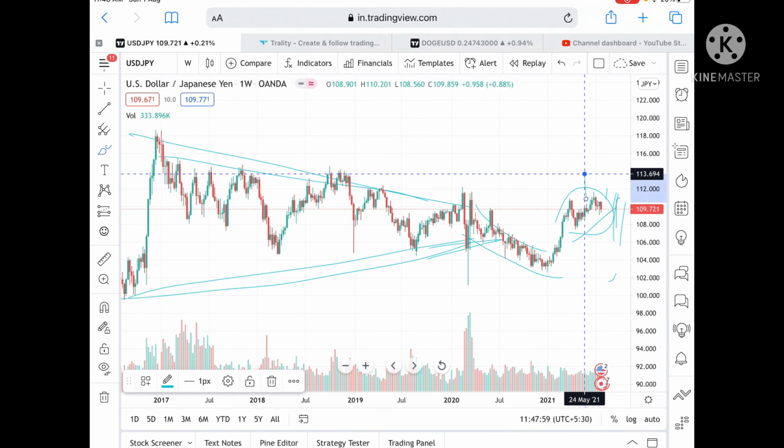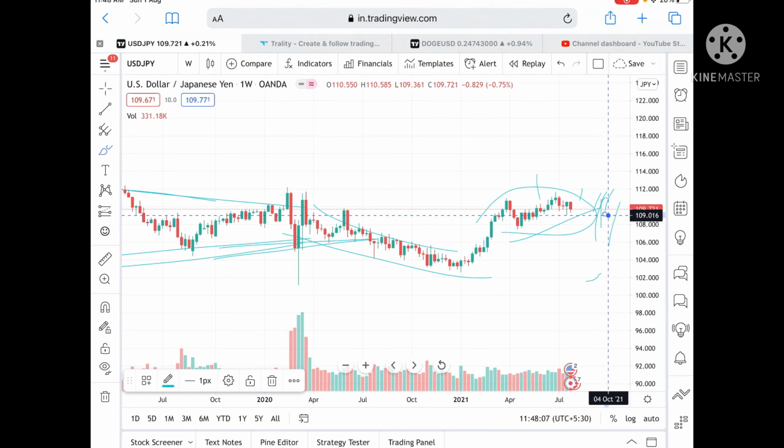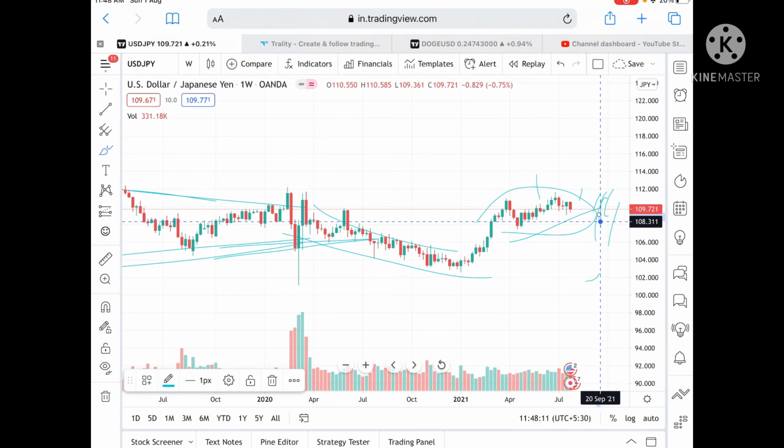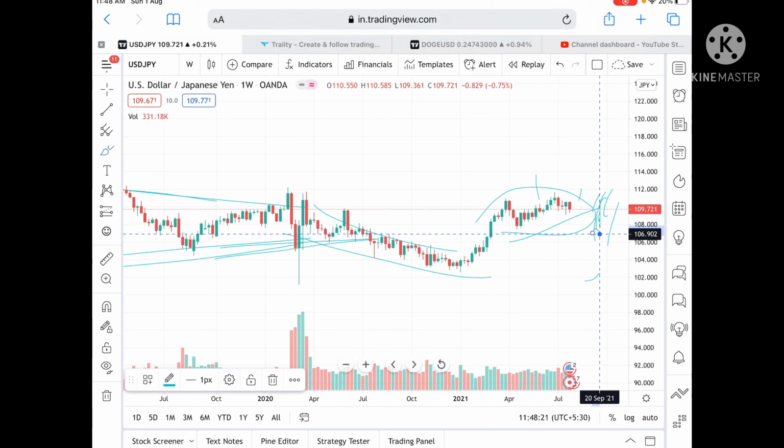But suppose it goes below the level of 109.465, it can touch a level of 109.0016. And if it goes more below this level, then we can see a level of 108.311. And if it goes more below this level, then a level of 107.414. Okay, this is the low it has made. If it goes more below this level, then we can see a level of 106.902, and then a level of 106.133.